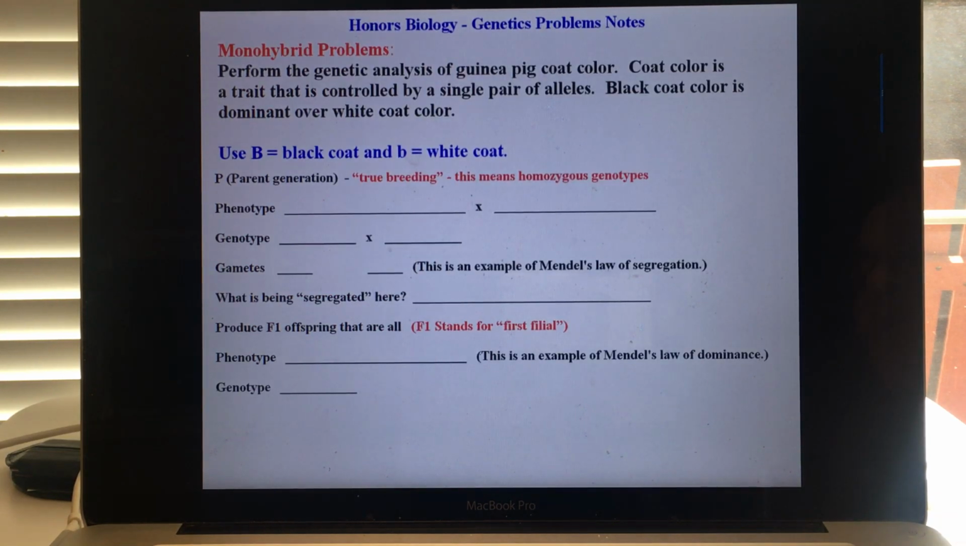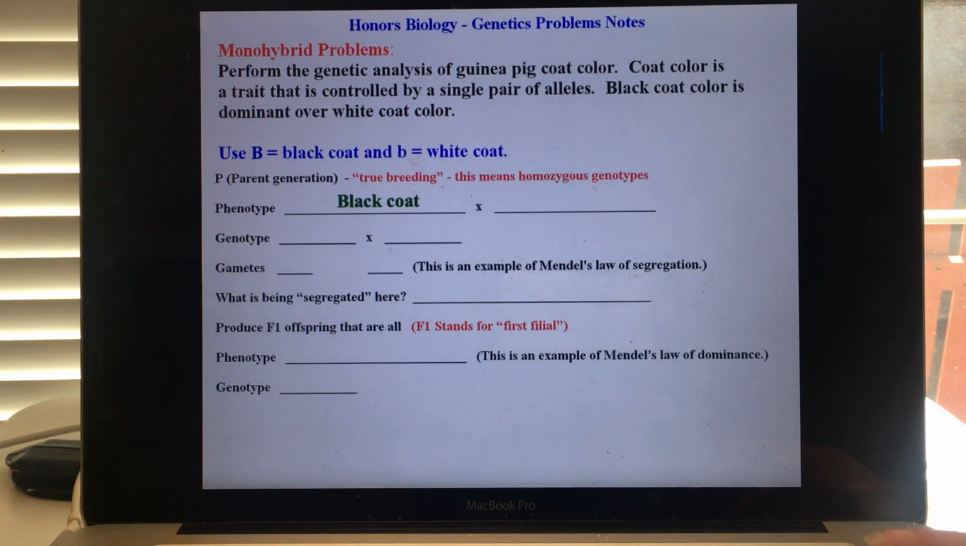So let's go over some problems. So we're going to do a genetic analysis of guinea pig coat color. So in guinea pigs, coat color is controlled by a single pair of alleles, and black coat color is dominant over white coat color. So if we look at the P generation, which we call the parent generation, and assume that we had two true breeding organisms, that would mean each one was homozygous.